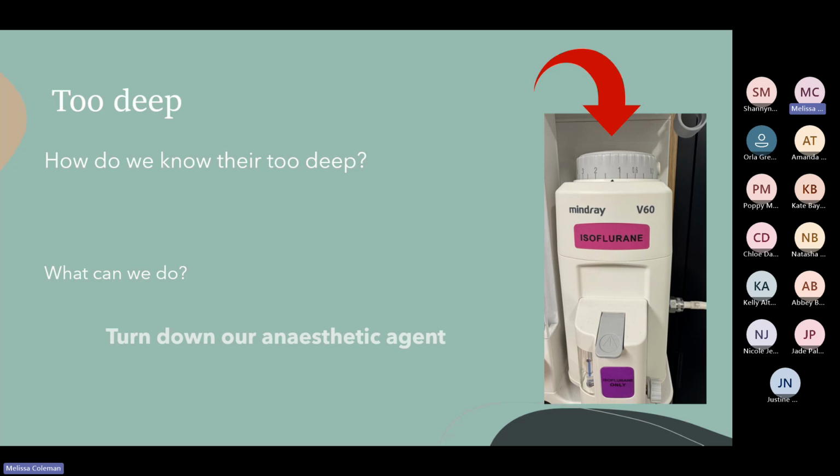Keep an eye on your patient when you turn them down, but there are quite a lot of times where you can go a lot lower than you think, especially if you're on 2%, you can go down quite far.